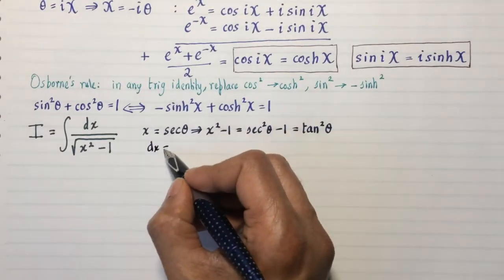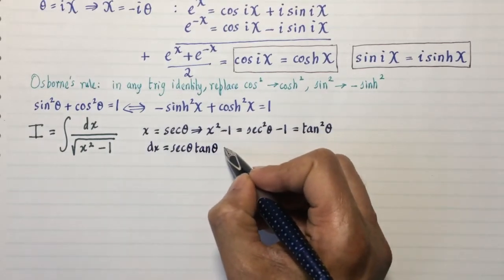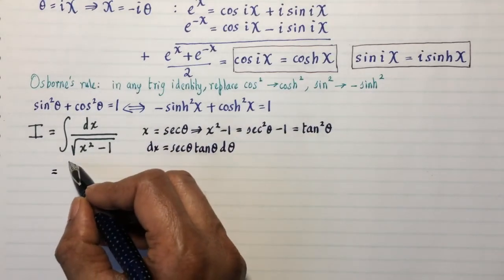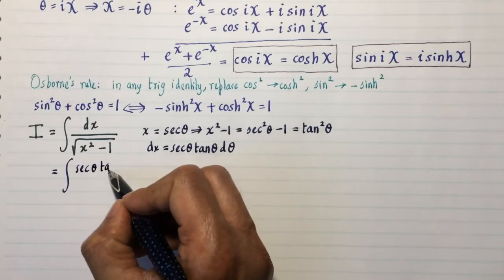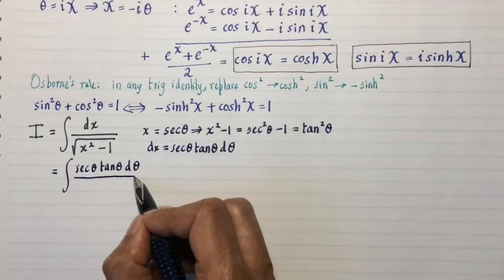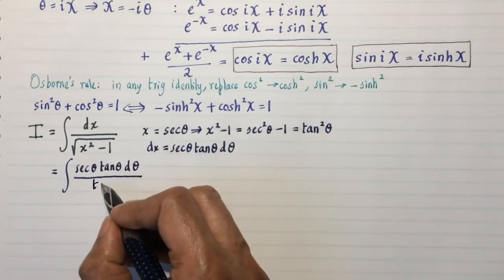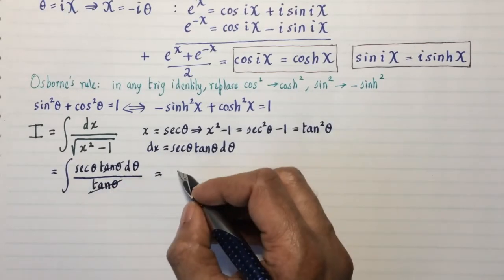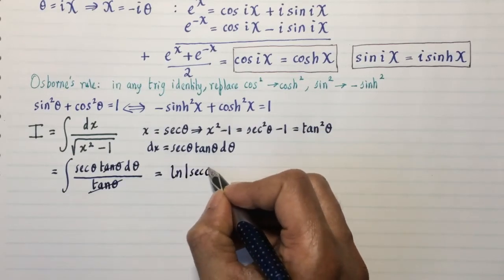dx would be sec theta tan theta d theta. So if you substitute this, your integral would simply become sec theta tan theta d theta in the numerator, and in the denominator, because it's the square root of x squared minus 1, you'll just get tan theta. The tan thetas cancel out, and the integral of sec theta is just the natural log of sec theta plus tan theta.